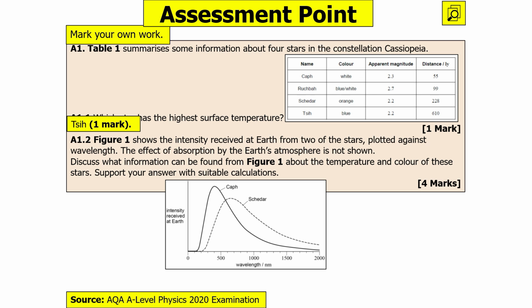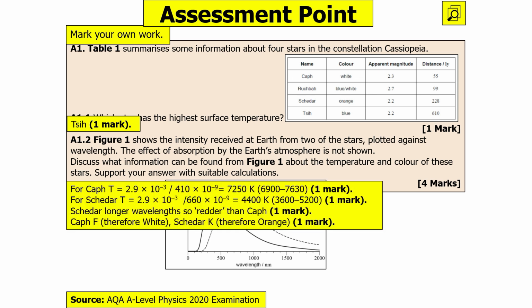Now the next one, from this diagram, you can work out the surface temperature from the peak wavelength. So you can use the Wien displacement law for each of them to work out what the surface temperature of each star should be.